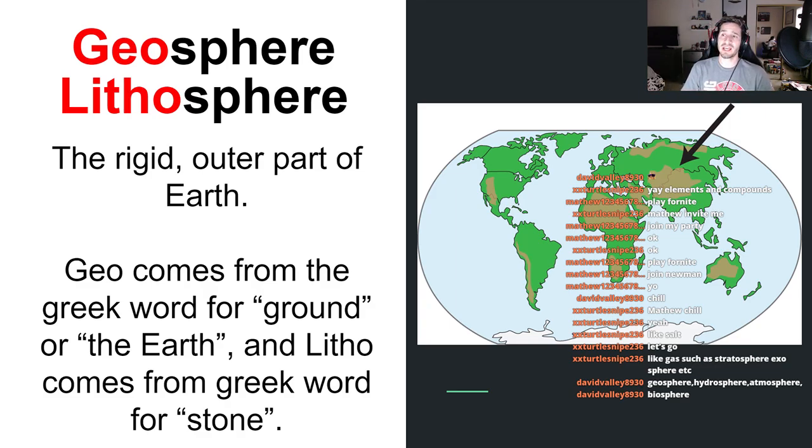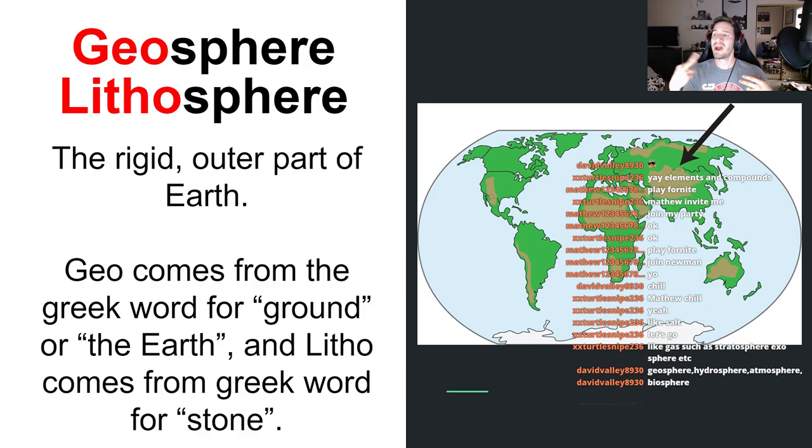But lithosphere is pretty much how it's going to be presented to you on every single test and every single classwork from now on. And this is only the rigid and outer part of the earth. This is pretty much everything that's made of rock, sand, soil on earth. You can see the mountains, the rocks, this mud bed on the rivers, not the water itself, but where the water travels on. That's pretty much all geosphere or lithosphere.